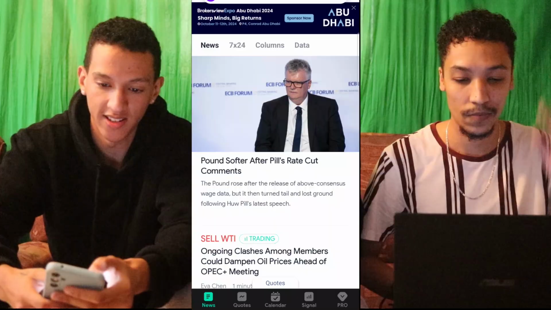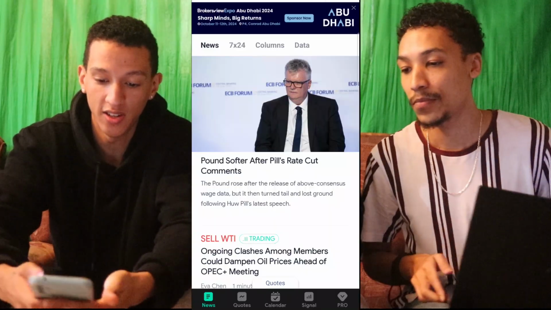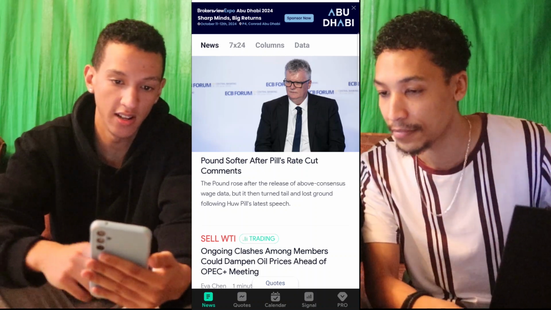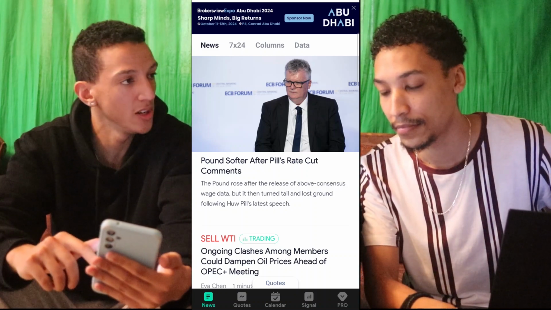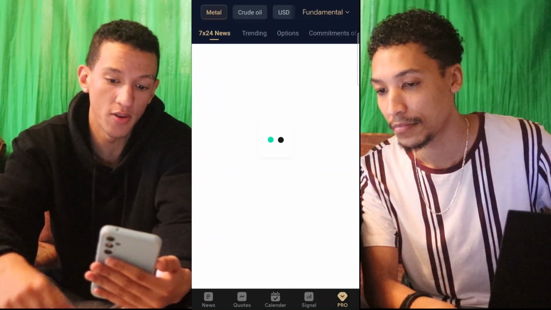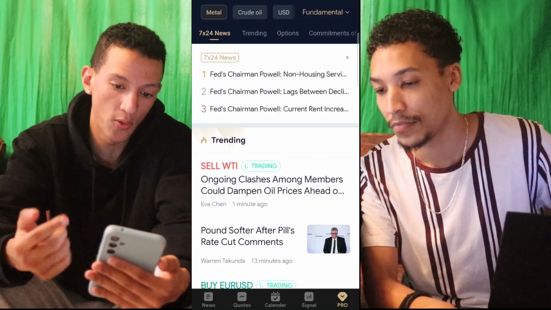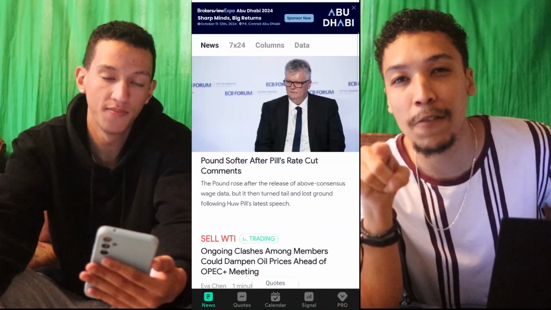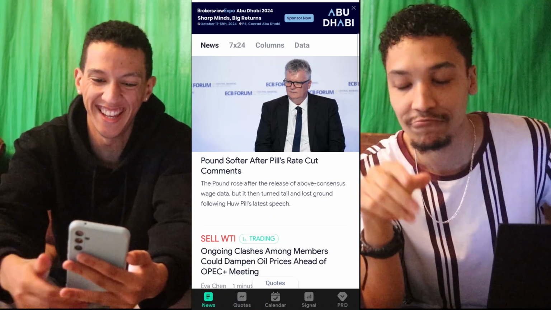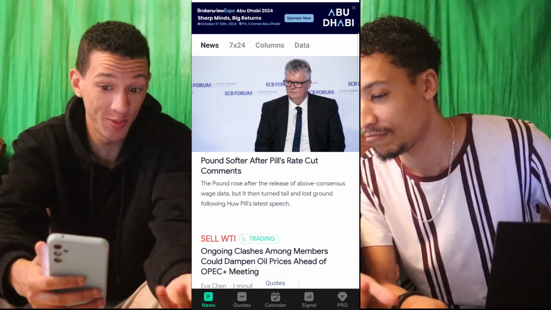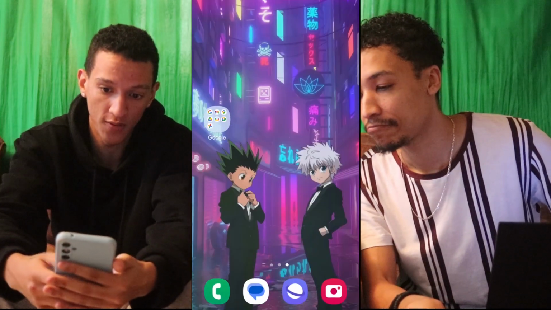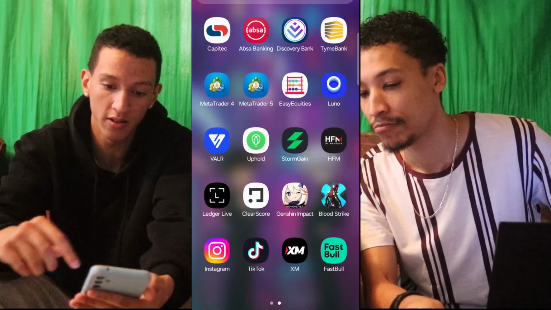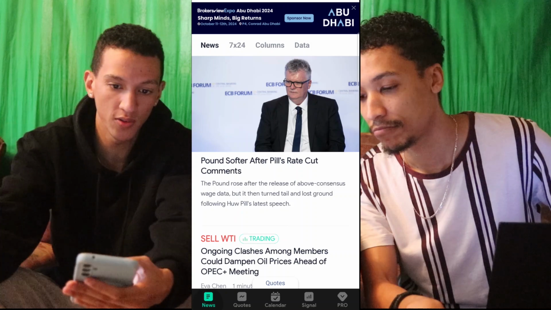So let's get into it. This is basically the app. It has tabs at the bottom, which is straightforward: news, quotes, calendar, signals. There's also a pro option, but we'll only look at the four tabs, the stuff that is free. News is basically what we just saw, more condensed and easier to read. So if you have HFM and you want to see more fundamentals, go to Fastbull, go to news, and there you go.